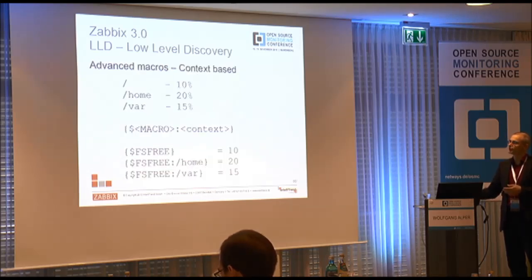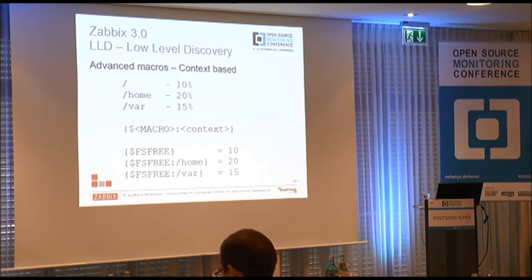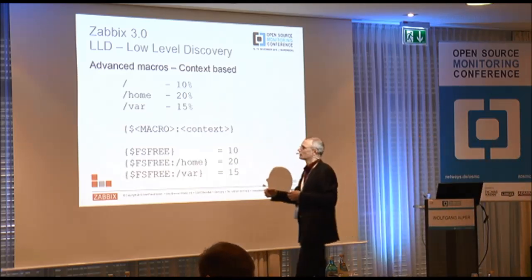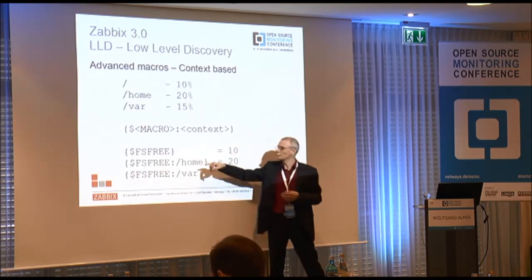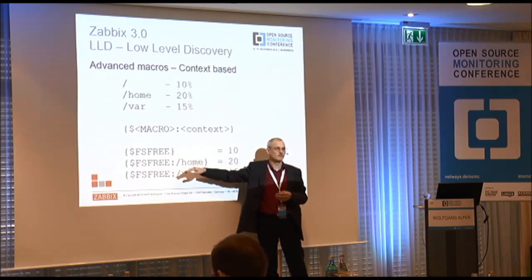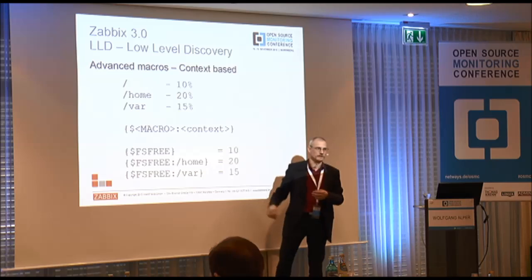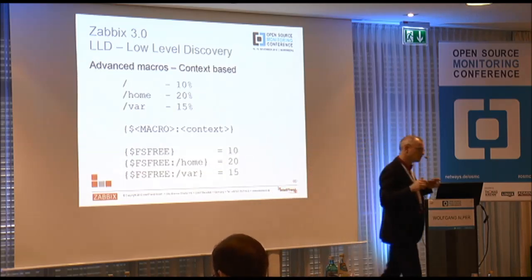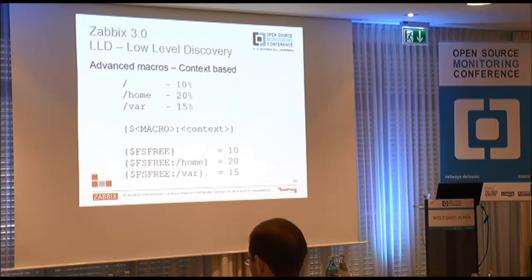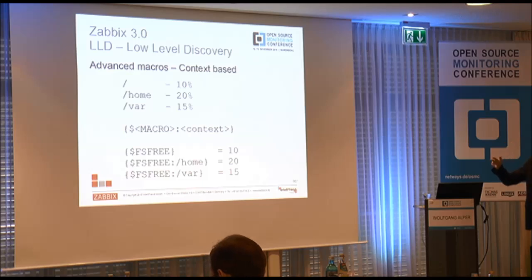And macros, we just have seen the macros. Macros can now be set in a context, which means that I usually have this FS3 macro, and this expands to 10. But if the key used in the item with a macro equals home, for example, then FS3 should not be 10, but should be 20. So macros can be used in a context. That is really useful. If I wouldn't have this one, I would have to define a VFS3 root, VFS3 home, or a VFS3 var macro on its own. This one is far more intuitive.